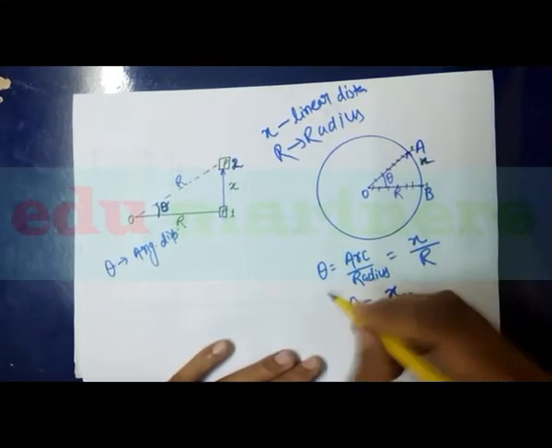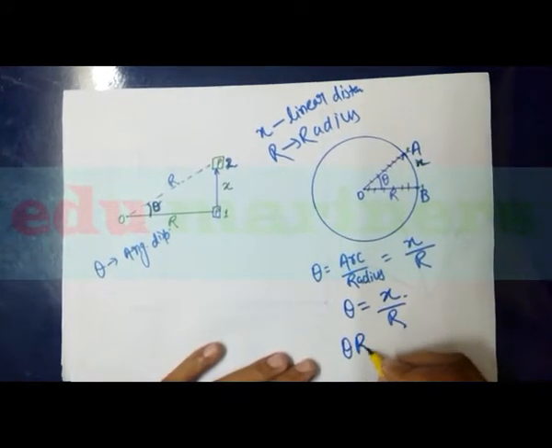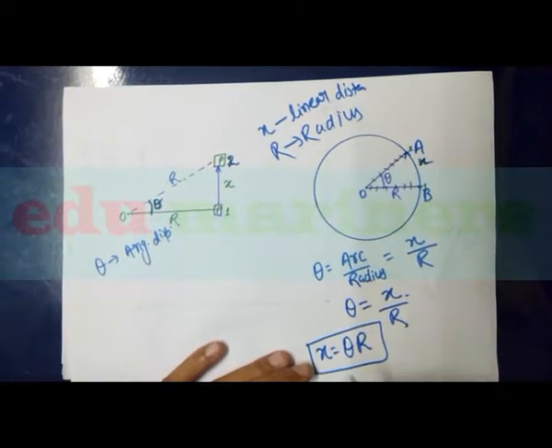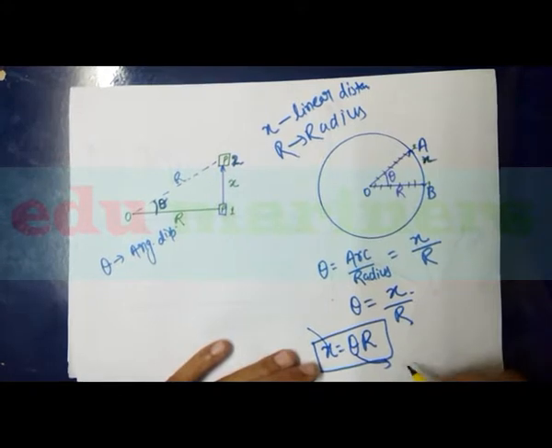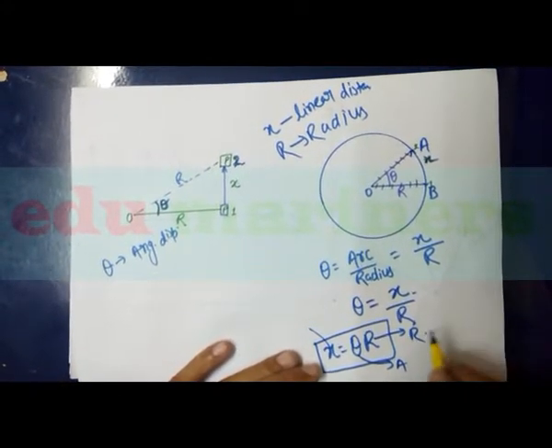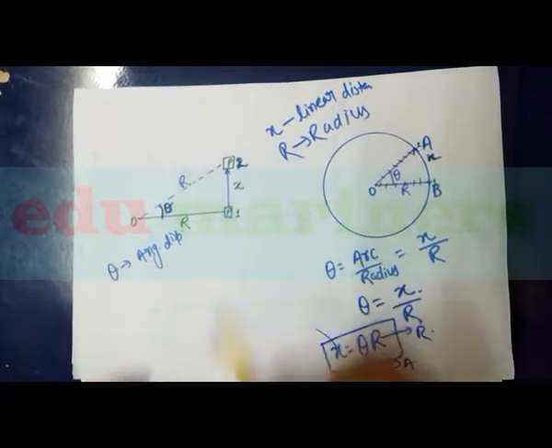Now if you see here, we are getting a linear relation between theta, the angular displacement, and the linear displacement. So x is the linear displacement, theta is the angular displacement, and r is the radius. So this was about angular displacement.